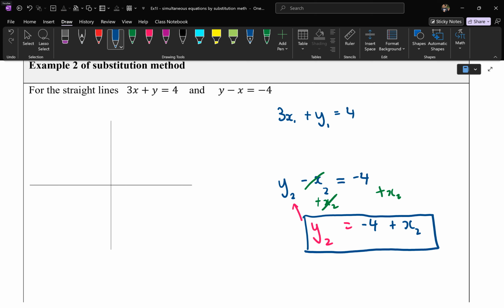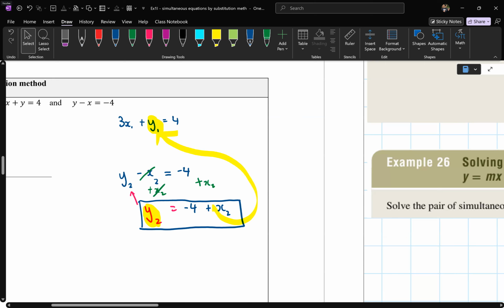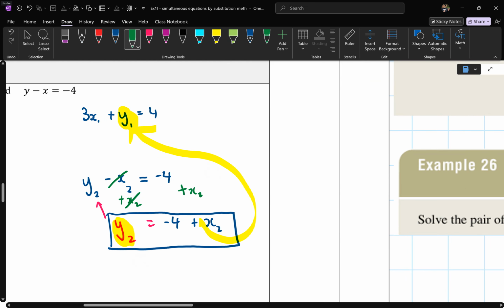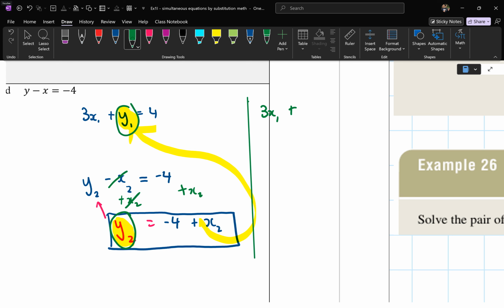Now this is key because we said at the point of intersection y1 equals y2. So that means this y1 is equivalent to this y2. If that's true, I can just substitute this in. That's why it's called substitution method. Because I'm saying they're equal, you can replace it. Now if I replace it, my equation becomes this, and it becomes much easier to solve. You got 3x1 plus, now this y1 is equal to y2, but y2 is equal to this. So you got negative 4 plus x2 is equal to 4.